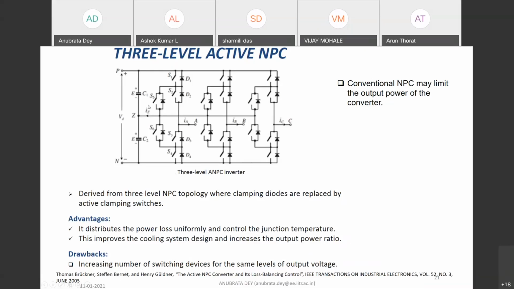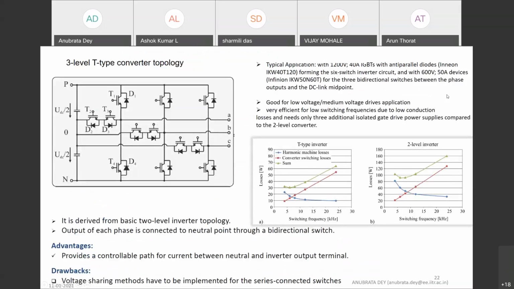Obviously, when you are replacing these diodes using an IGBT switch, you need to control this switch. So for that you require a driving signal. For that, gate driver circuits are extra, so you have to pay for that. All these observations you can see in this particular reference, but it has some advantages in particular applications. When you are going for a little higher power application, this ANPC can behave better than your NPC structure. Another very important structure in the 3-level category is the T-type converter topology.